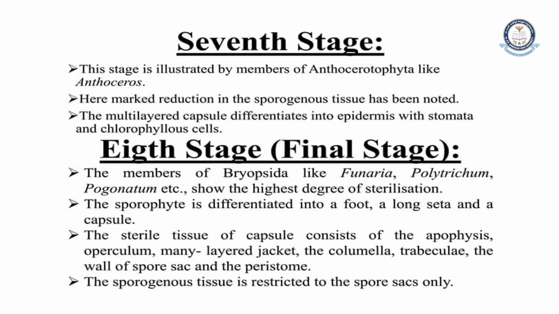Anthoceros. Coming to the eighth stage, this one is the final stage. The total members of Bryopsida, like Funaria, Polytrichum, Pogonatum, etc., show the highest degree of sterilization. The sporophyte is differentiated into the foot, a long seta and a capsule. The sterile tissue of the capsule consists of an apophysis, operculum, many-layered jacket cells, the columella, trabeculae, the wall of spore sac and peristome also present.